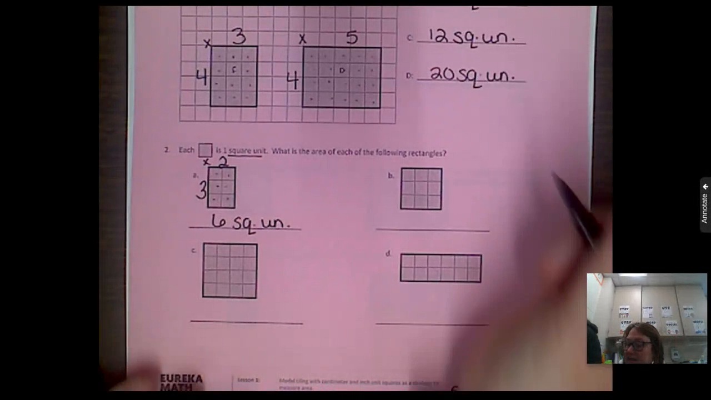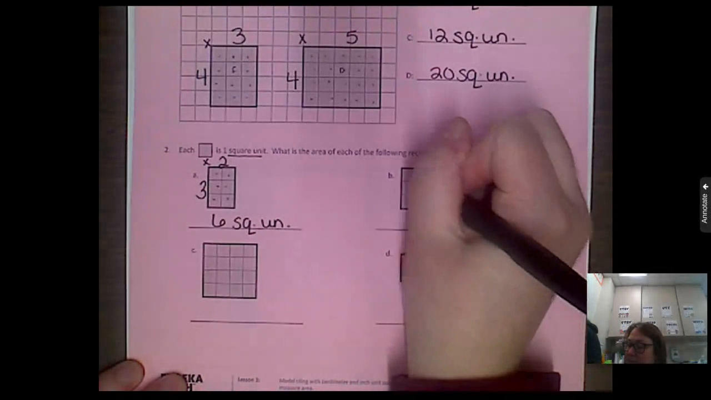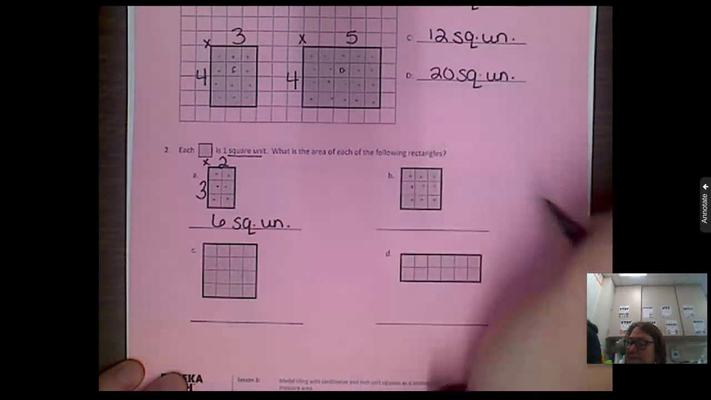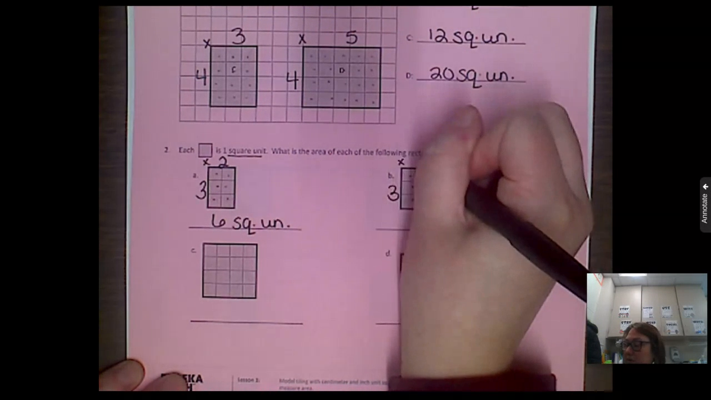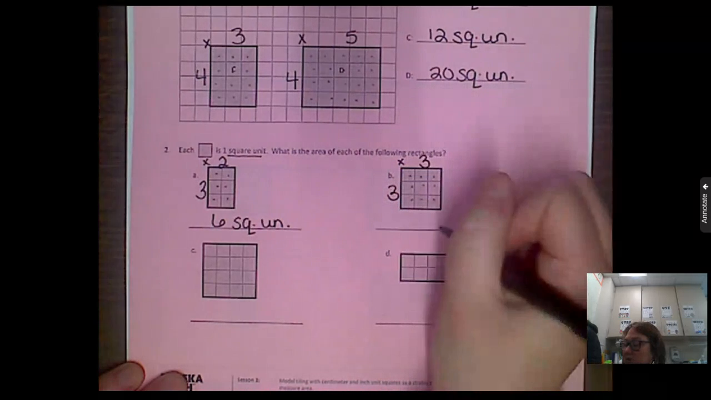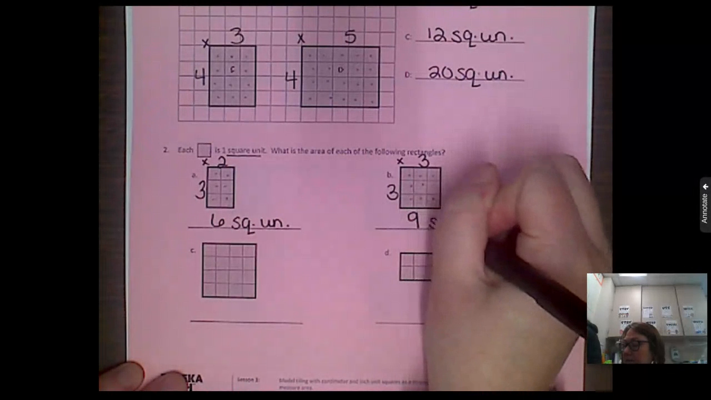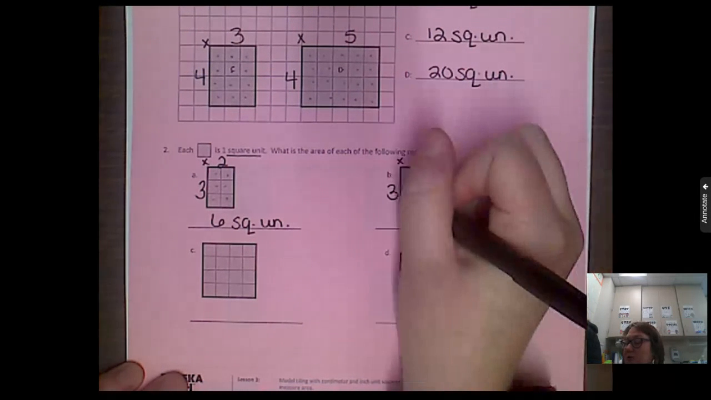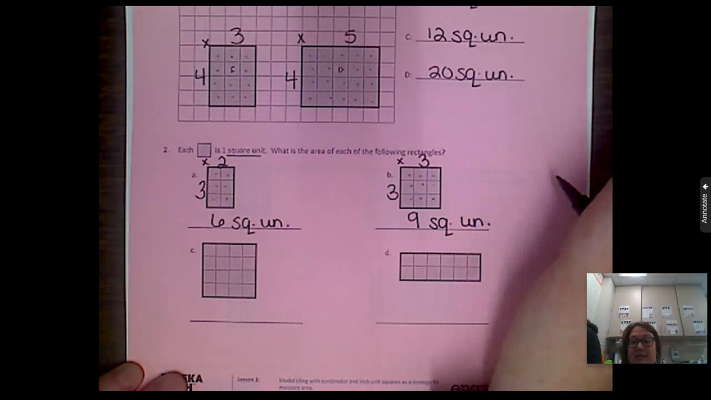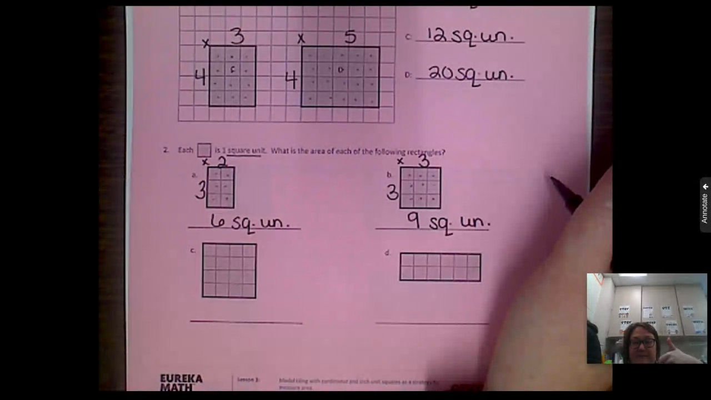Okay, let's see how you did for B. 1, 2, 3, 4, 5, 6, 7, 8, 9. And we had 1, 2, 3 rows times 3 in each row. So that equals 9 square units. Again, make sure you have that label. Make sure that you labeled your side lengths as well. And give me a thumbs up if you had 9 square units there. Good.